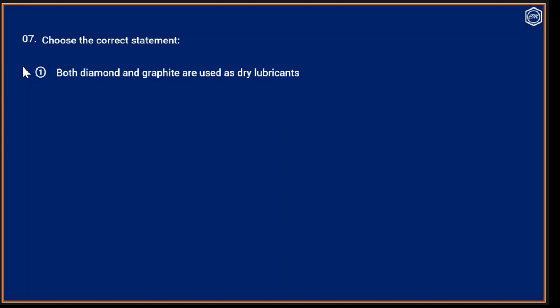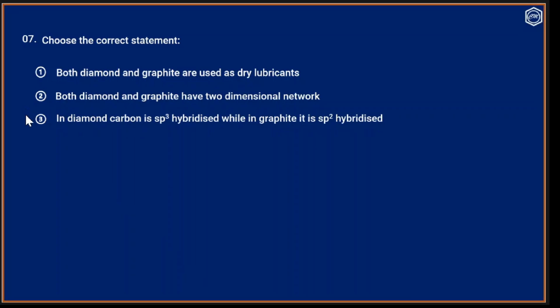Choose the incorrect statement. Both the diamond and graphite are used as dry lubricants. Both the diamond and graphite have two-dimensional network. In diamond, carbon is sp3 hybridized, while in graphite it is sp2 hybridized. Diamond is covalent, while graphite is ionic. So we have to choose the correct statement. In diamond, carbon is sp3 hybridized, while in graphite it is sp2 hybridized. Option 3 is the correct answer.